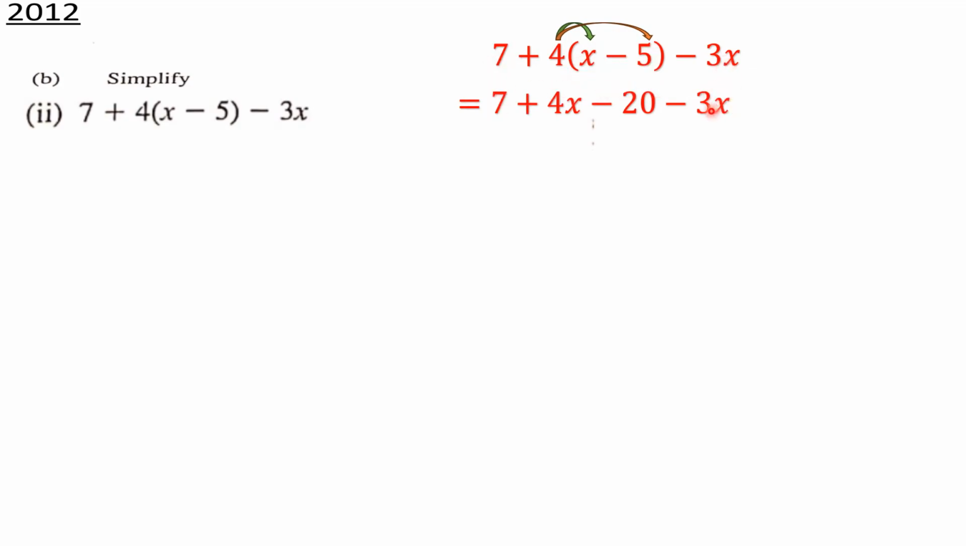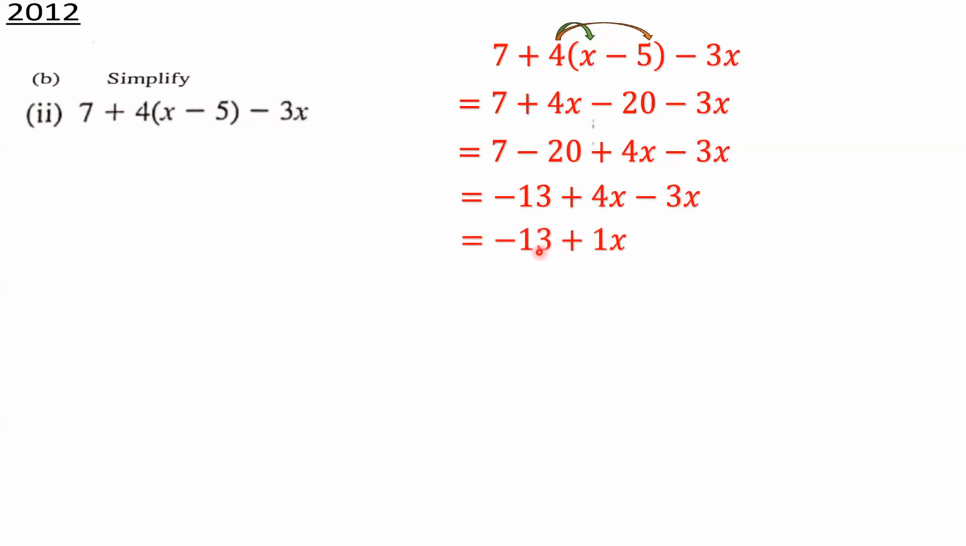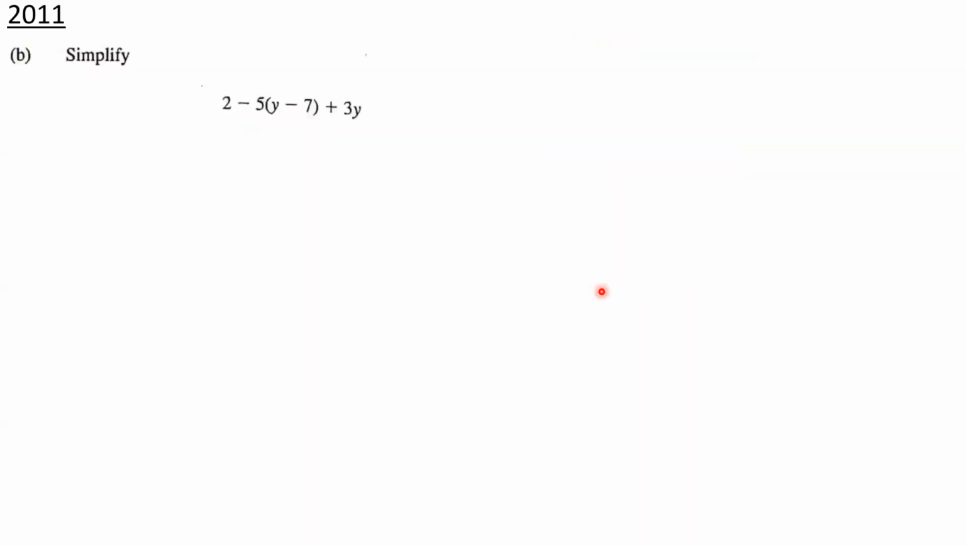And so what we're going to do here, we're going to combine the 4x and negative 3x because they are like terms. And then we're going to combine the 7 and the negative 20 because they are numbers and they're constants, so they are like terms. Okay, now let's subtract. 7 minus 20 is definitely going to be negative 13, and 4x minus 3x is going to be 1x. And so we have negative 13 plus 1x, and that's just going to be negative 13 plus x, and that's our final answer. Okay, let's move on to the next question.